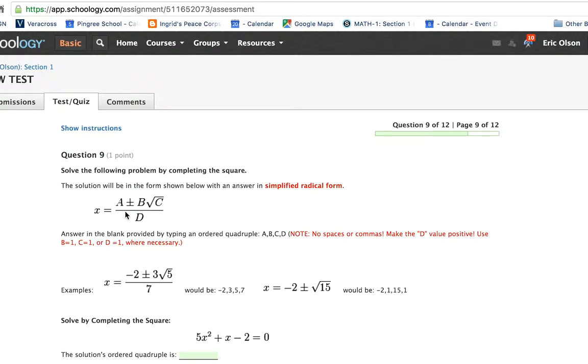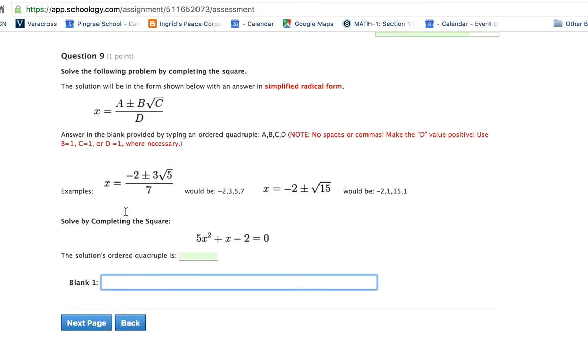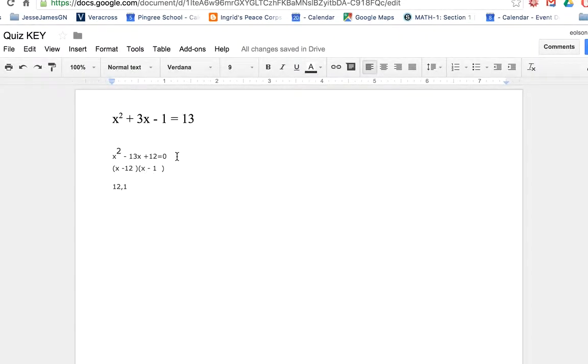Question 9, also completing the square, but this time I'm actually going to solve this problem by completing the square. Again, I wish I could easily show you how to do this. I can try that: 5x squared plus x minus 2, and that equals 0.